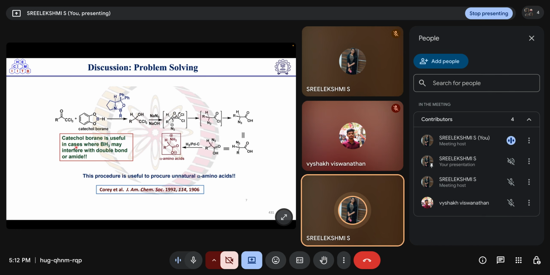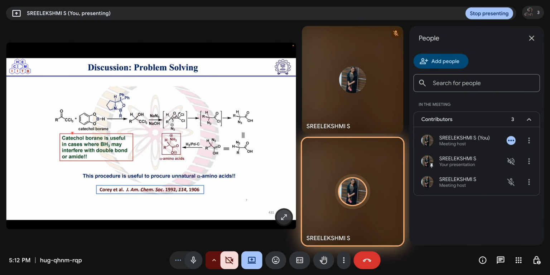So this is another example of enantiomerically pure reactions carried out by catechol borane. So here, we are treating this catechol borane with this type of ketone.